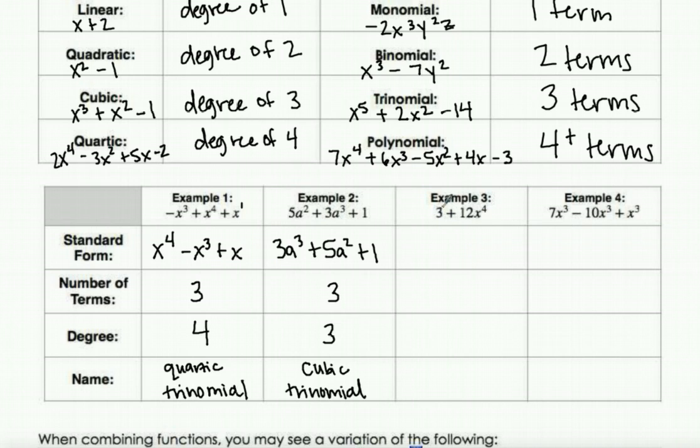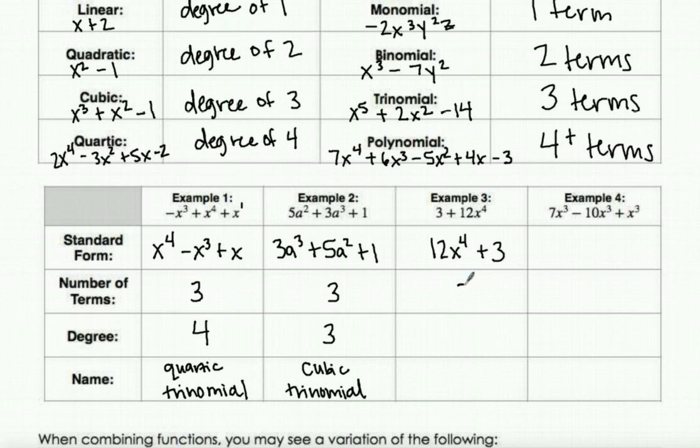On example 3, you've got 3 plus 12x to the 4th. So this one, I've got a constant number, and then I've got my 12x to the 4th. 12x to the 4th obviously has my highest exponent, so that's the piece that needs to go to the beginning if I'm going to write it in standard form, and then I'll have my plus 3 at the end. If your polynomial is in standard form, your constant, if you have one, should always be at the end of your polynomial. And remember, your constant is your term that does not have a variable.